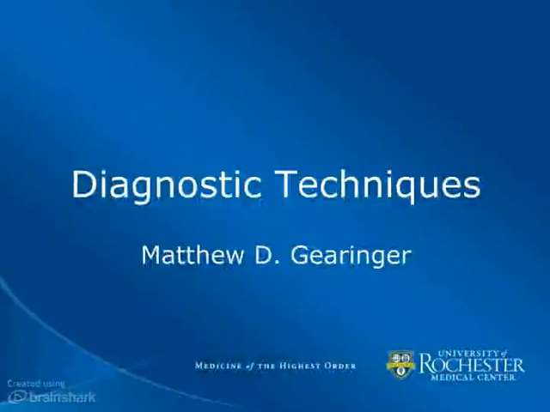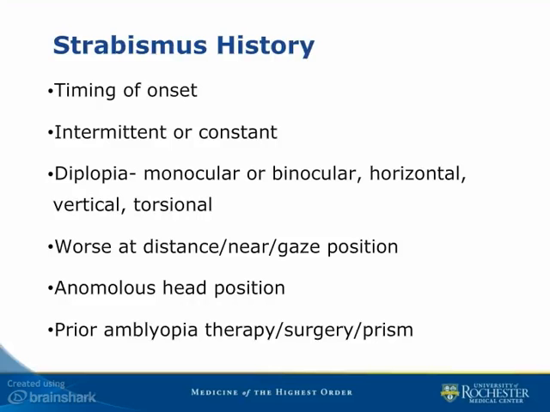Hi, this lecture is going to cover the diagnostic techniques used when examining patients who have strabismus. When patients present with strabismus, often parts of the history are important to help make the diagnosis. Time of onset can be important: is this congenital, or does it happen after an injury?